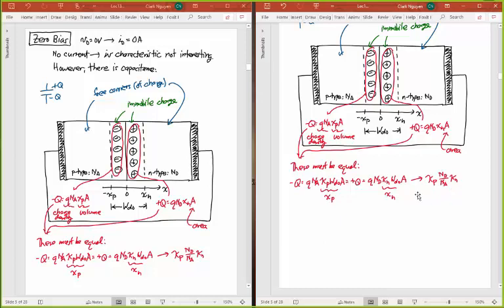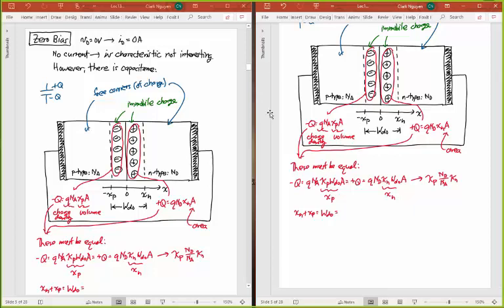So I want to get rid of the kappas, and I can just use a little bit of algebra to do this. First of all, I can write just from the geometry that x of n plus x of p. Again, the definition of WD naught is the sum of those two depletion layers there. We can see that right up here in the figure.